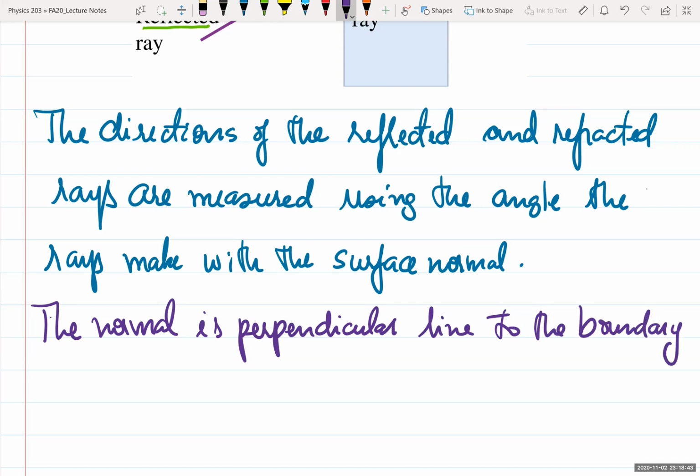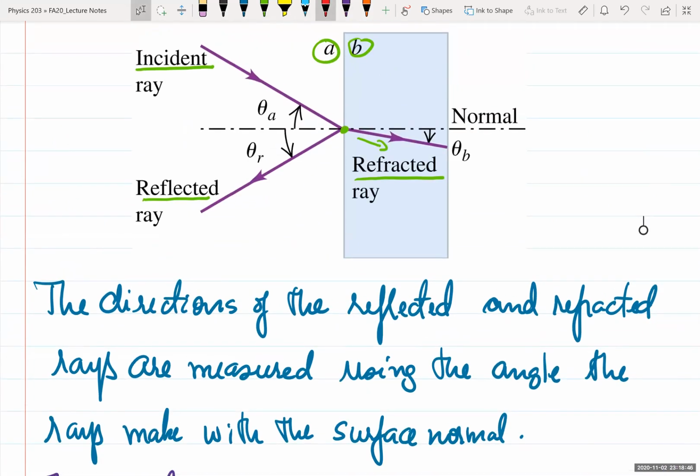Okay, so let's take a look at this. So the directions right here are measured with respect to this angle, but notice that this angle is measured right here from this line. And this line, which is our normal, is at 90 degrees with respect to the boundary. Theta r is the direction of the reflected angle, and theta sub b is the direction of the refracted angle. In this case, theta sub a is the angle of incidence. That's the angle at which the light came into the boundary, and is also measured with respect to the normal.